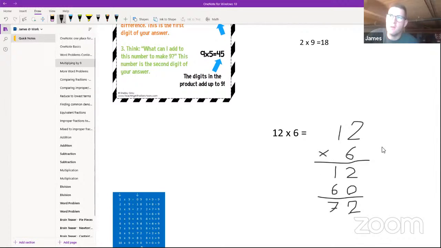You see what's going on? So you're multiplying this 6 times the ones place, and that gets you the 12. And then you're doing 6 times the tens place, and that gets you 60. So you've got a 60 plus a 12, and that's 72.